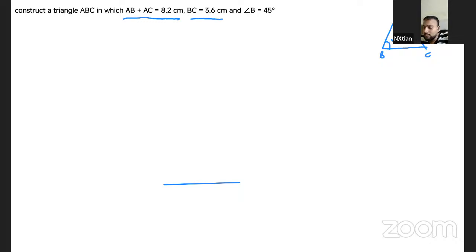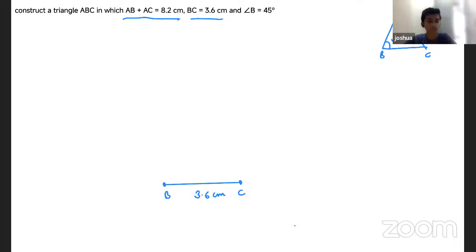First of all, you have to draw BC, which is how much? 3.6. Come on, quickly draw it. Everyone, quickly draw it. We should measure exactly with the scale, and draw the line BC, which is 3.6 centimeters.